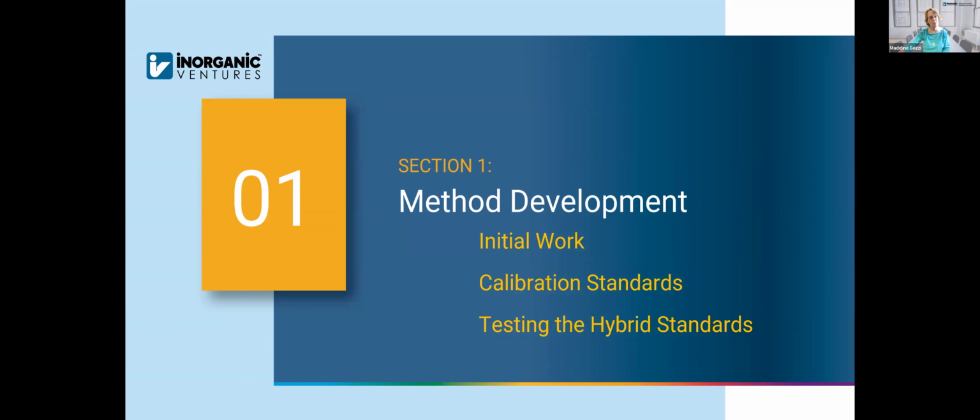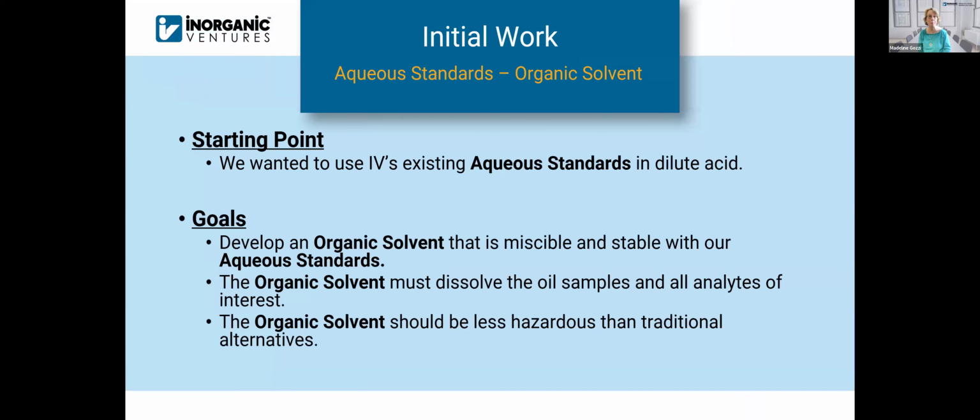So we're going to look at this method development. Initially, as I mentioned, our starting point was that we already have these aqueous metal standards that are in dilute acid. Our goal was to develop an organic solvent in which the aqueous metals in dilute acid would be miscible and stable. The organic solvent at the same time needs to be able to dissolve oil samples and all of the analytes in those oil samples.